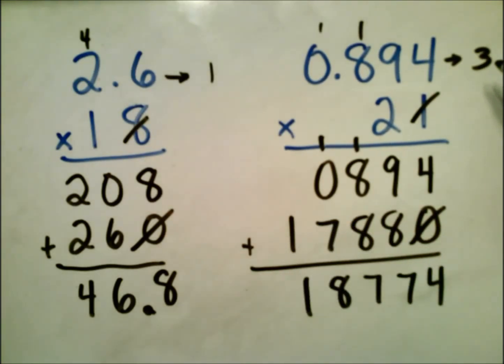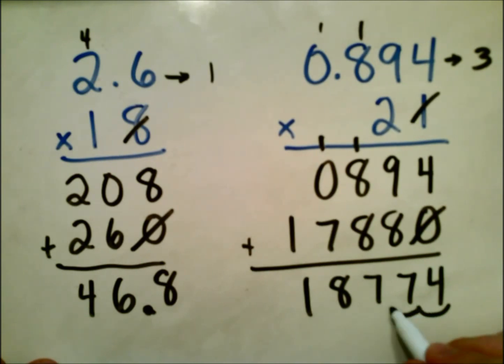We're going to eventually then put the 3 back in, or 3 places that we need, down the way. So we have 1, twice, 3 times. So our answer here is 18 774 thousandths.